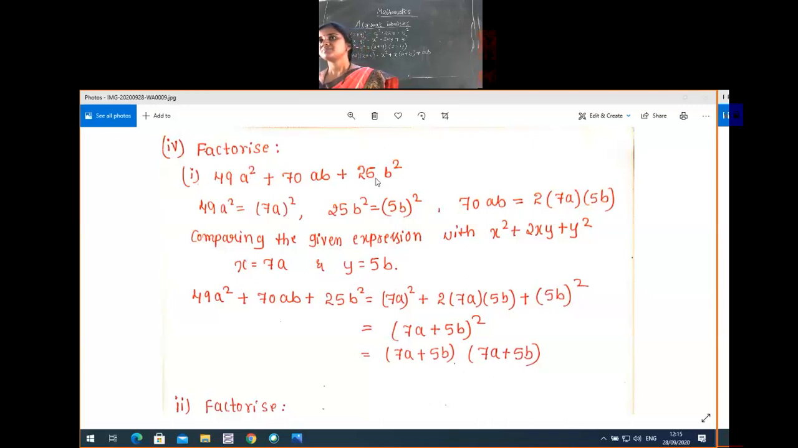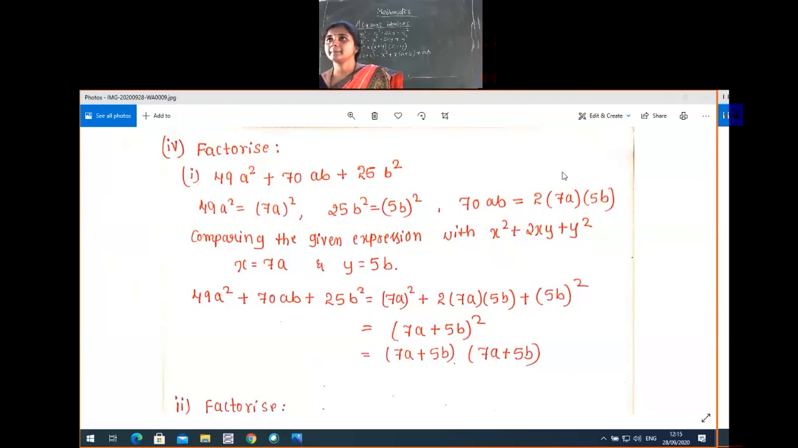Is it clear? Okay, so you can try the same problem with another number. Here you can take perfect square numbers, then the product of those two perfect square numbers with 2 must balance with the middle number. You can write the problems on your own. Anyhow, you have the exercise part, so you can solve those problems. So now this is the factorization using the identity. Is it clear? We'll ask the question now.